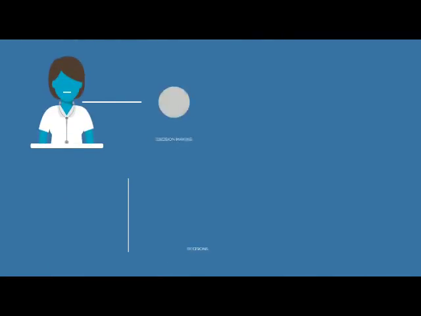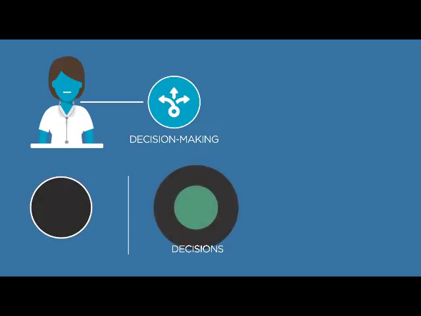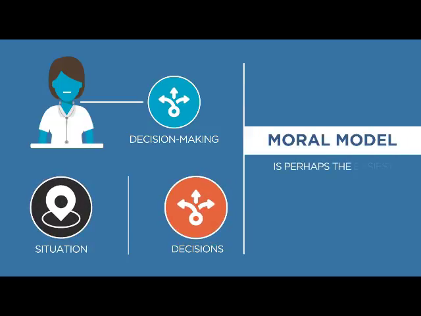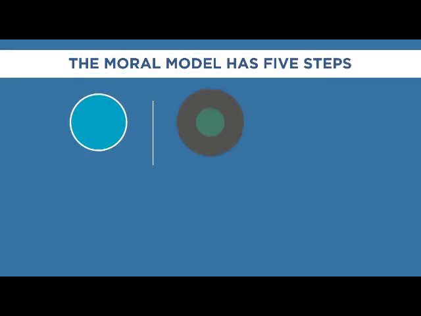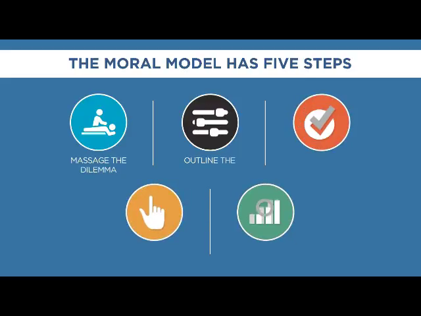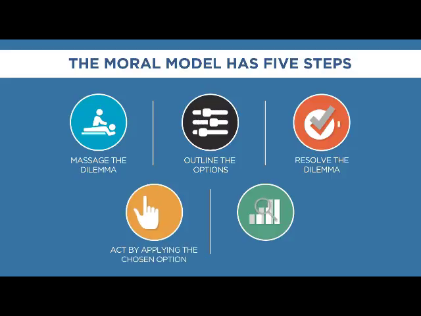Nurses use ethical decision-making models each time there is an ethical situation or dilemma, and the moral model is perhaps the easiest model to use. Like the nursing process, the moral model has 5 steps: massage the dilemma, outline the options, resolve the dilemma, act by applying the chosen option, and look back and evaluate.